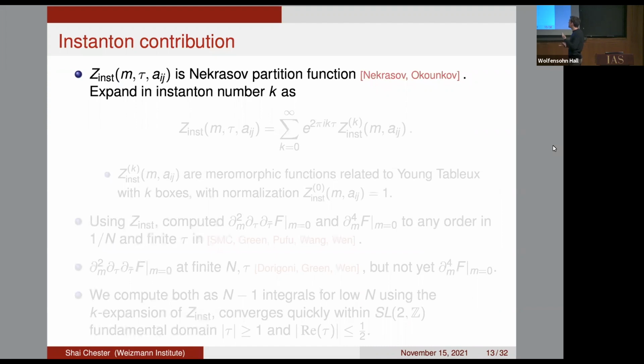So how do we take these instantons into account? So this Z_inst, this is called the Nekrasov partition function, and you can formally expand it in terms of the instanton number k as such.